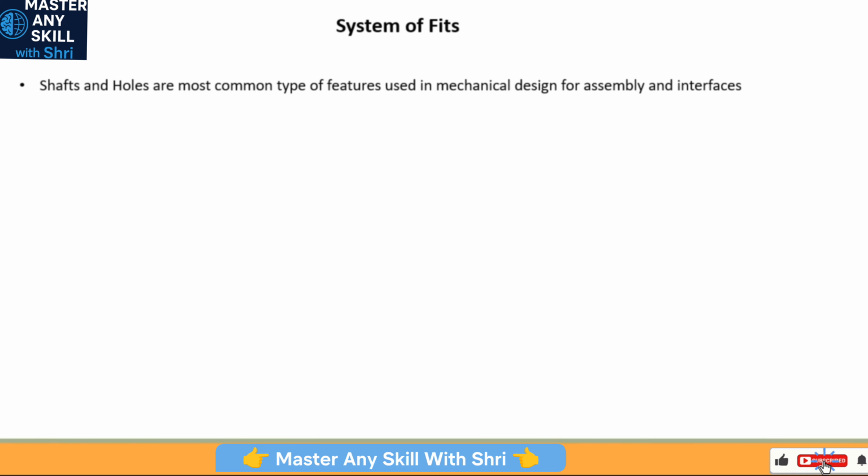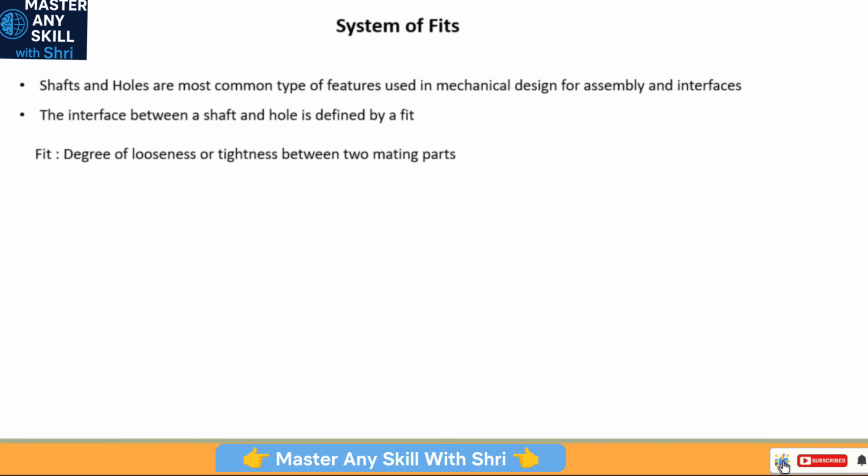So when we talk about mechanical design, shafts and holes are the most common type of features which are generally used for assembly and mating in mechanical design in interfaces. The interface between the shaft and the hole is defined by a fit, and fit is said to be the degree of looseness or tightness between two mating parts.